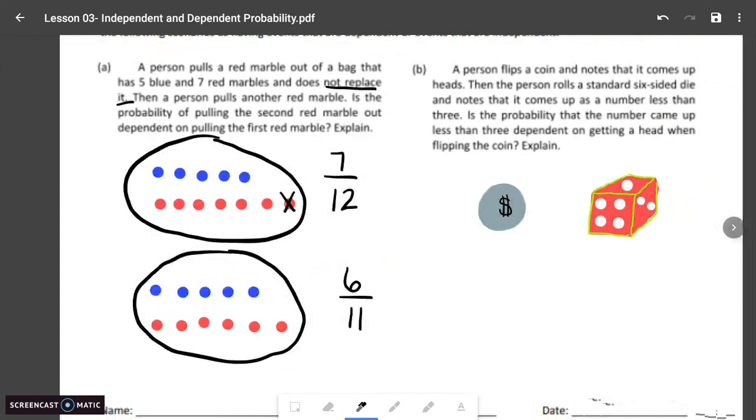Now, if that red marble went right back in and you just kept pulling from the bag, then it would go to independent because you're going to put it back to have the same total you started with. The odds are still the same.